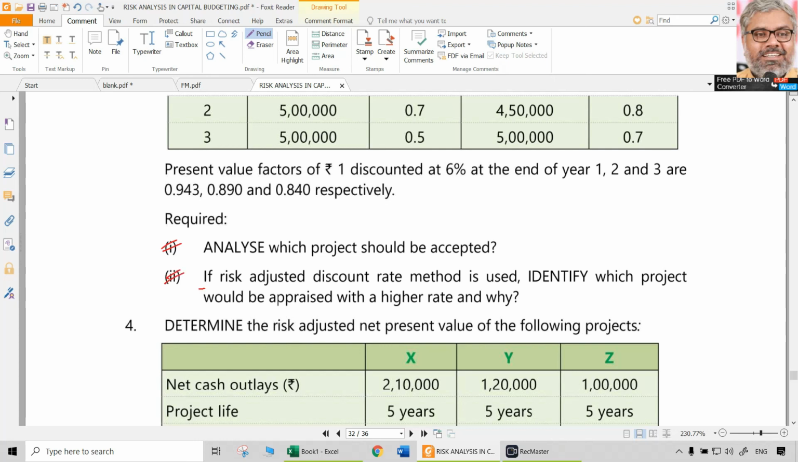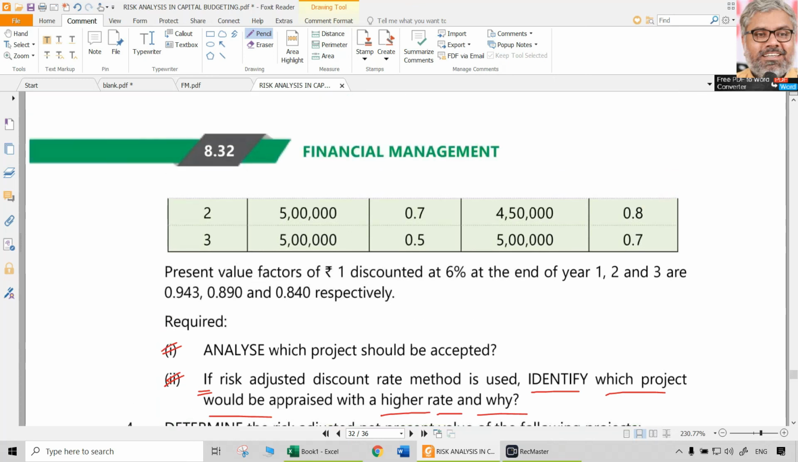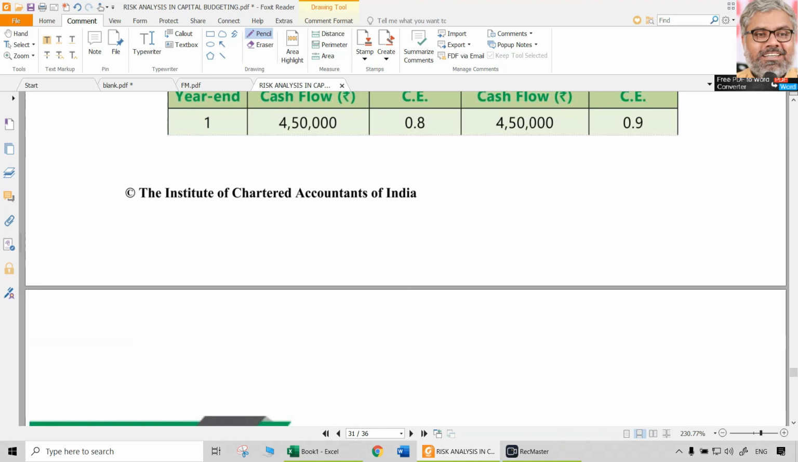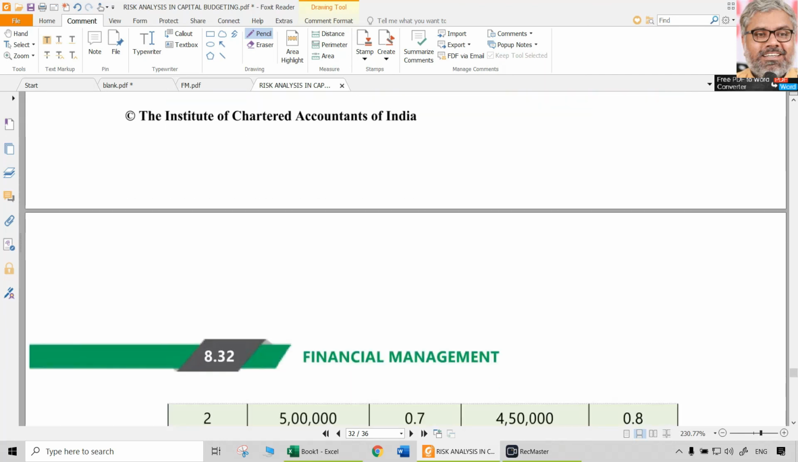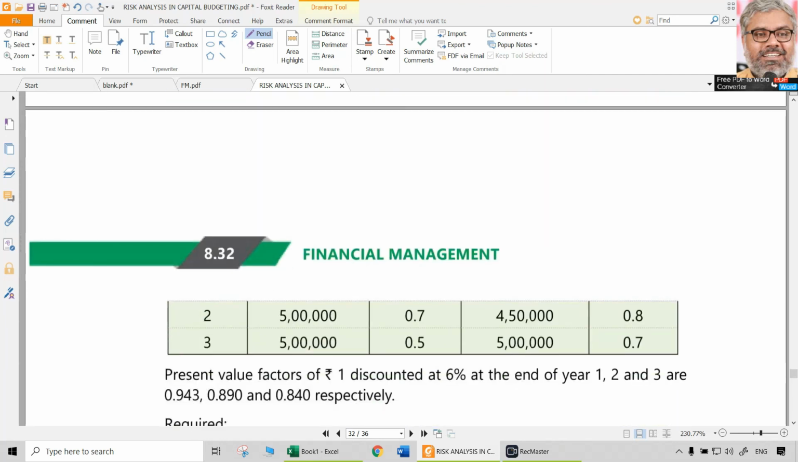Second question, if risk adjusted discount rate method is used, identify which project would be appraised with a higher rate and why. It's a theoretical question. If at all we have to use risk adjusted discount rate, which project should be analyzed with a higher rate? Riskier project should be analyzed with higher rate. How do we know which is riskier project? By observation, certainty equivalents of project N are high. When certainty is high, that means risk is low, uncertainty is low.